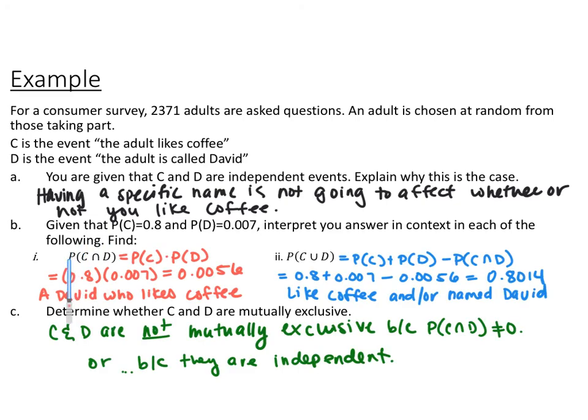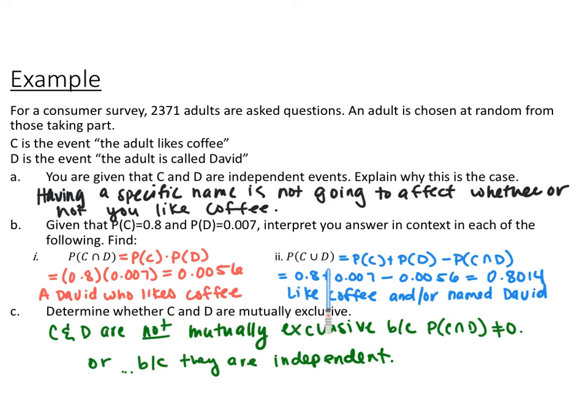So for the probability of C and D, we know they're independent events. So the probability of the intersection is just the multiplication of the two of them together. So the probability of C was 0.8 times the probability of D, which is 0.007. You end up with the probability of C intersect D to be 0.0056. And the interpretation is, if this is an and, this would be somebody named David who also likes coffee.